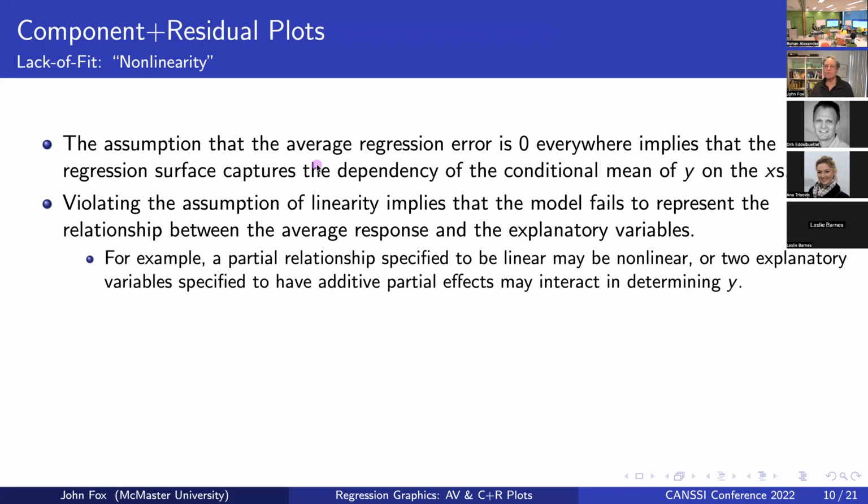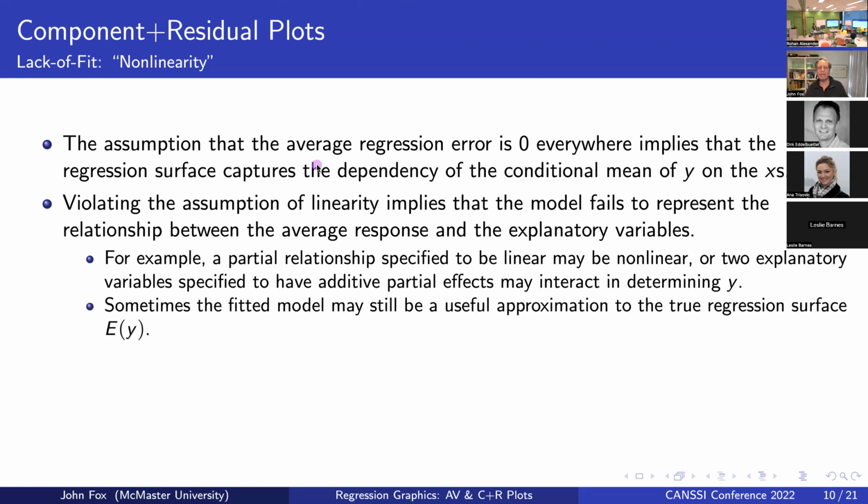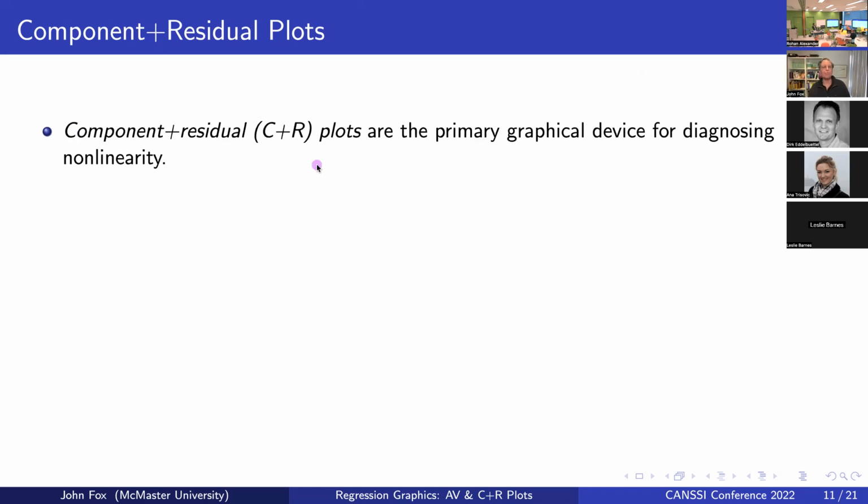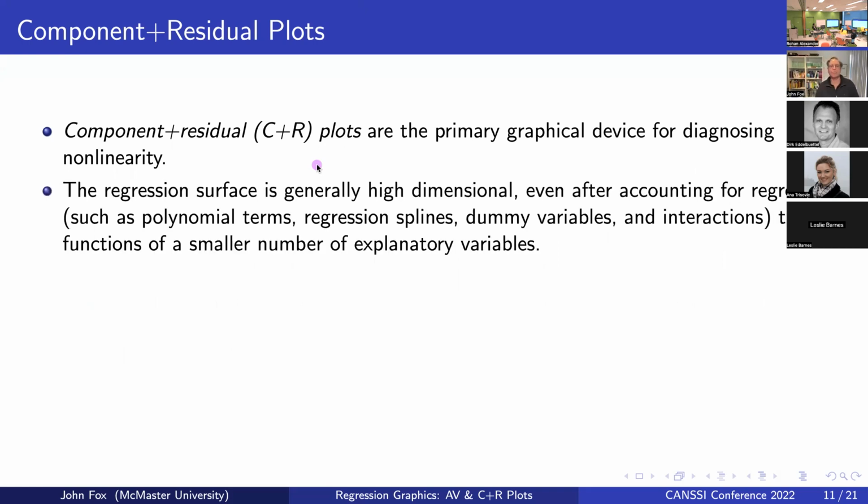Okay, so if we specify that a relationship is linear and it's actually nonlinear, that would be a violation of the assumption of linearity. But so would an interaction if we've specified that the model is additive. Okay. Component plus residual plots are useful for diagnosing nonlinearity, and the extensions of these plots that I'm going to show you are useful for diagnosing nonlinearity in the more general sense of lack of fit.